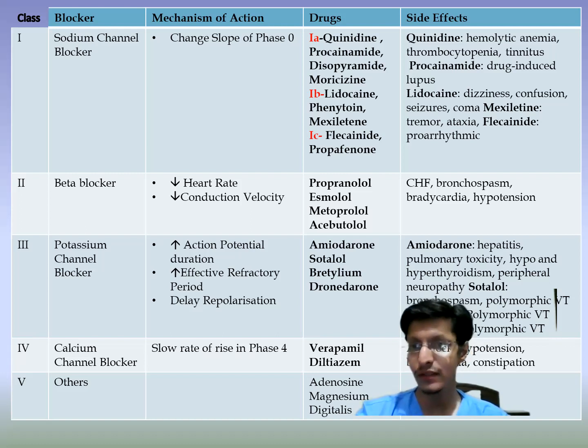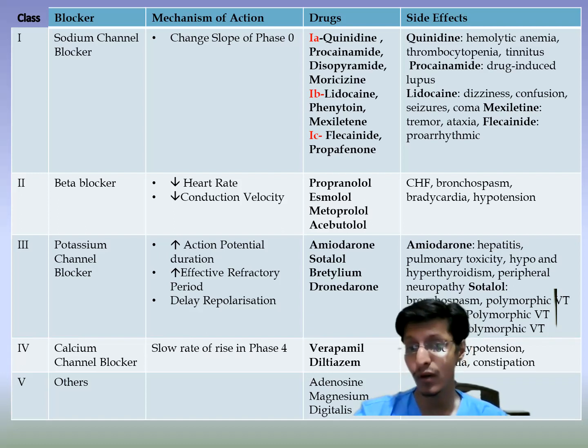Then we have beta blockers. Beta blockers are negative chronotropics and dromotropics, so there will be a decrease in the heart rate and conduction velocity. So what are the drugs? Propranolol, esmolol, metoprolol, and atenolol. It is contraindicated in a patient with acute decompensated heart failure, asthma, bradycardia, and hypotension.